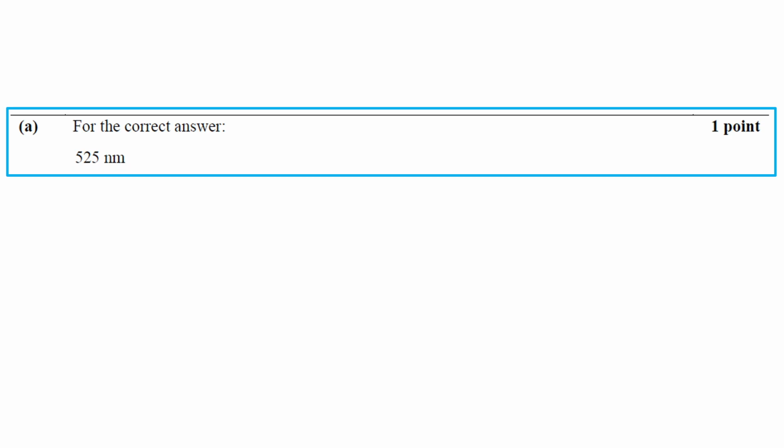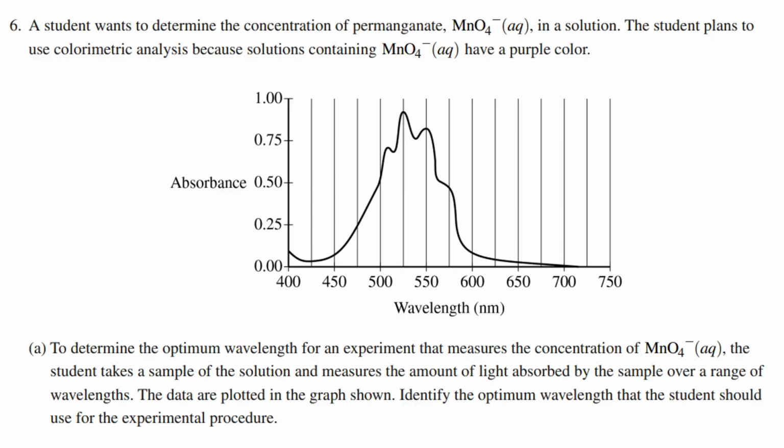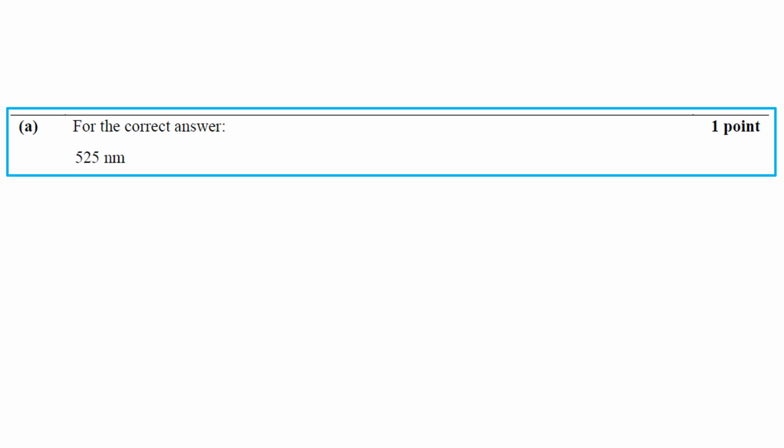All right, and it should be about 525. That's where the highest peak is. You don't have to average out any of the peaks. You're just literally looking for the highest one, and that is the one you're going to select as turning the dial to that wavelength on the spectrophotometer.